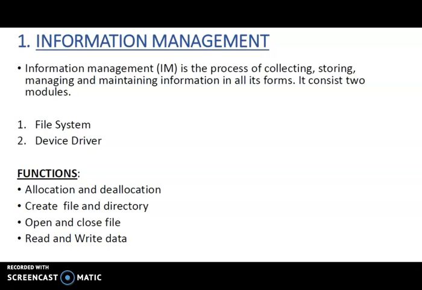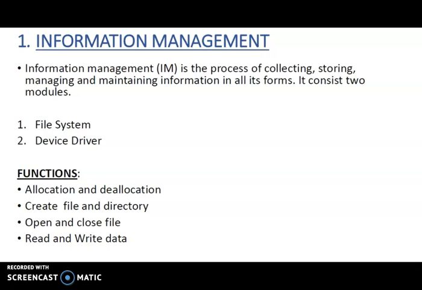Now the second one is that you can create files and directories. File means again a collection of data, and in a directory you can save multiple files. This is the difference between file and directory. So you can create files and directories with the help of information management. Then the next function is to open and close a file. You can open the file to retrieve the data and you can close it. And you can read or write the data to and from memory or to and from the system.